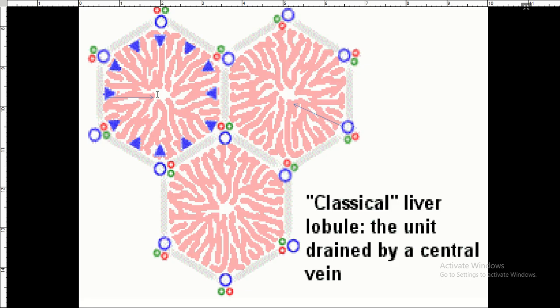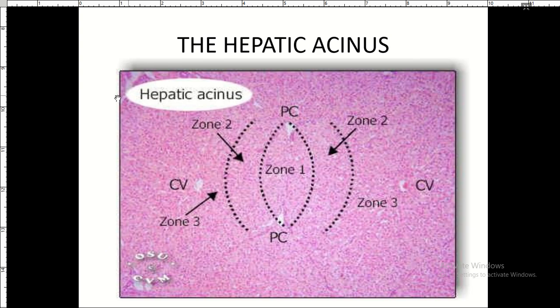Let's take a look. All right. So we say the two central veins and two portal canals. Right here is the central vein. This is the central vein. This is a portal canal. This is a portal canal. So if I am to draw, it's going to be diamond shaped. You understand?